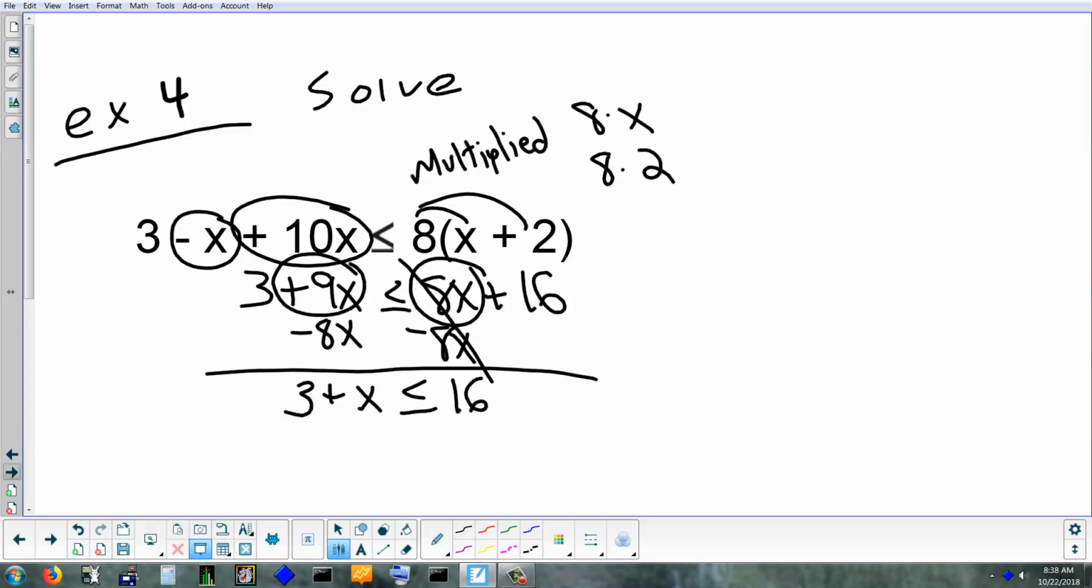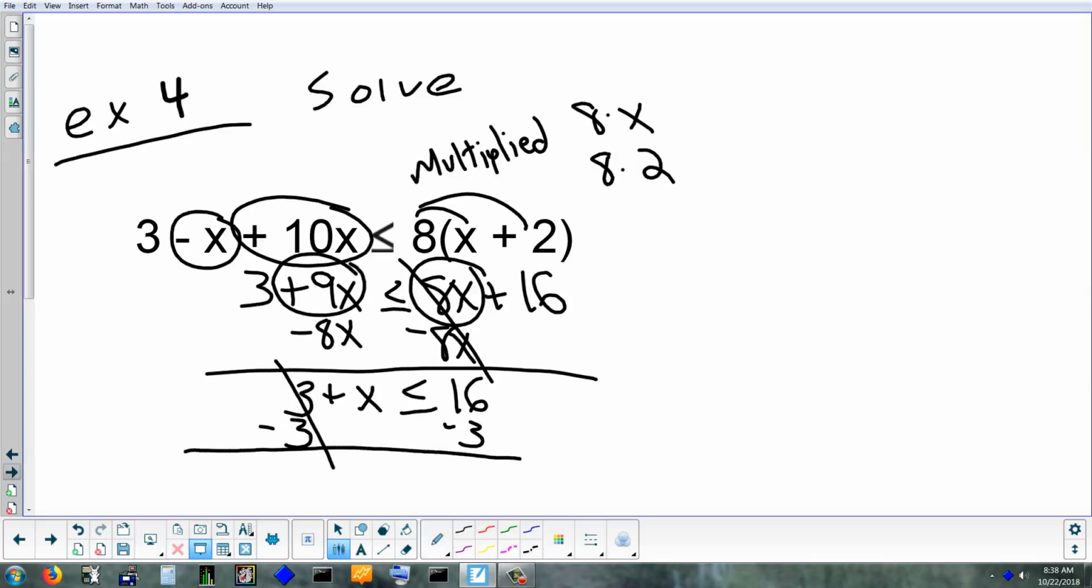Again, where I just move stuff, whatever's not a variable, I've got to move that now. How about Garrett? What am I going to move now? The 3, right? So I want to get the variable by itself. How am I going to move it? Add, subtract, multiply, divide? Subtract. Subtract 3. Where else am I going to subtract 3, Garrett? From the 16.